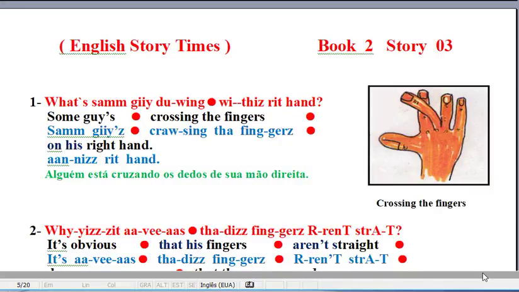English Story Times, Book 2, Story 3, Crossing the Fingers.